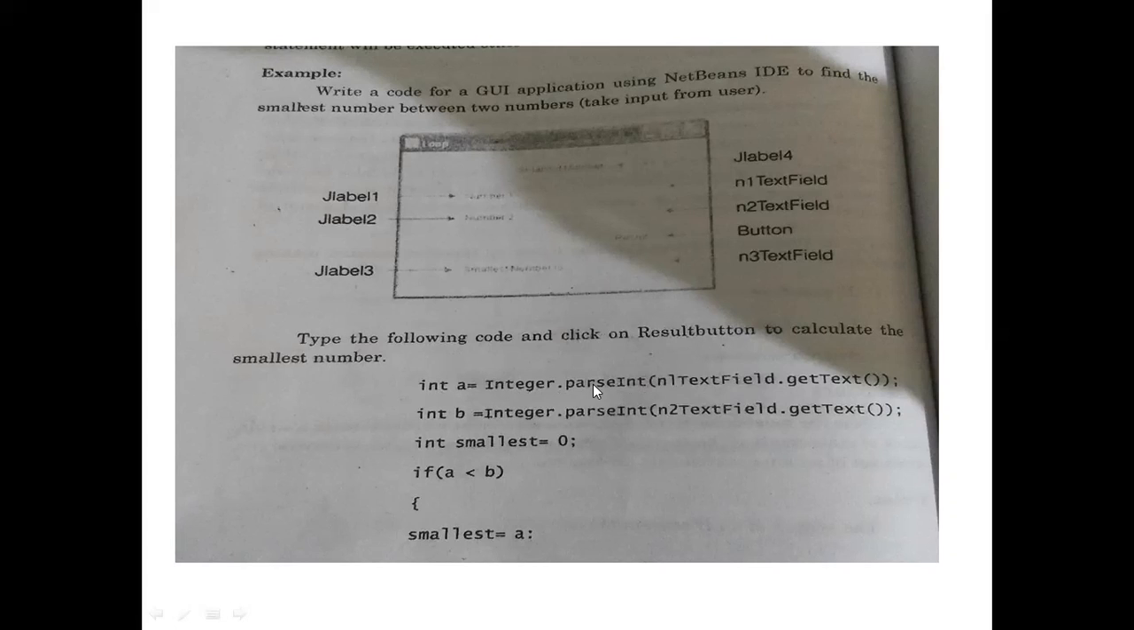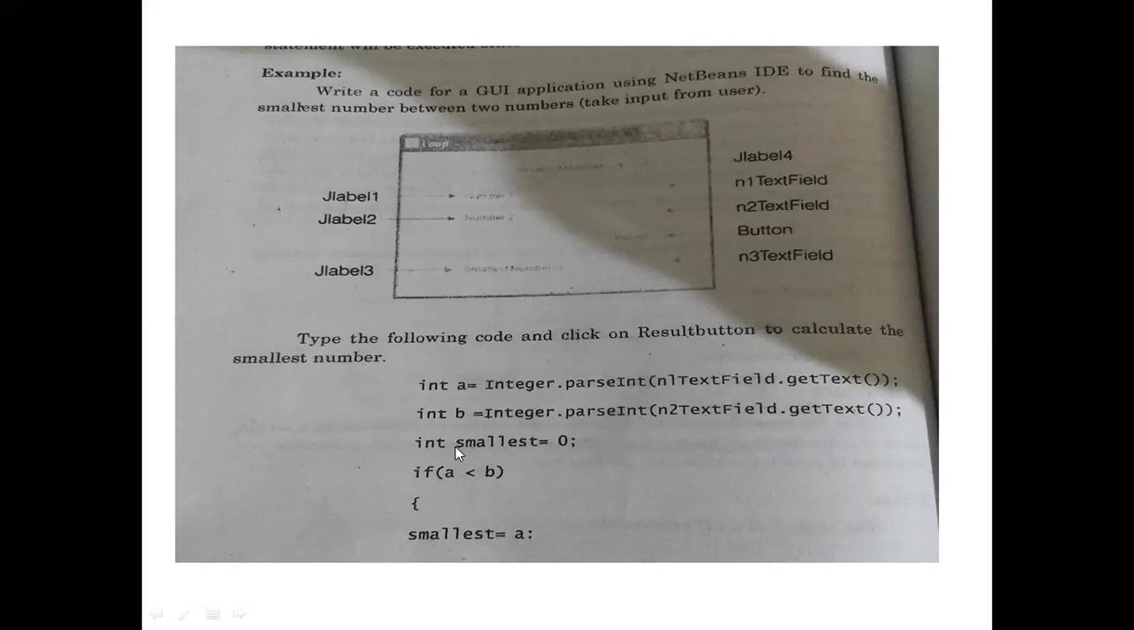Integer.parseInt is a method that converts the value to integer type; only then can it be stored in the variable a. Then integer b, the second number, which we give here in the second text field n2. We read it using the getText method, and it is converted by the parseInt method. After converting it to an integer, it is stored in the integer b variable. So we got the integer a and integer b values from the text fields.